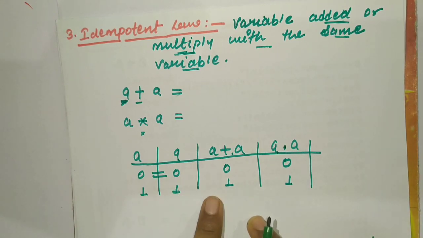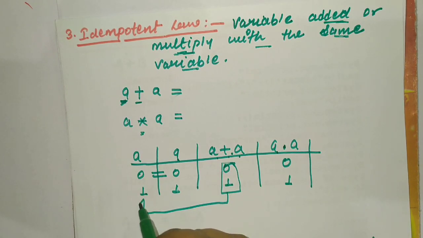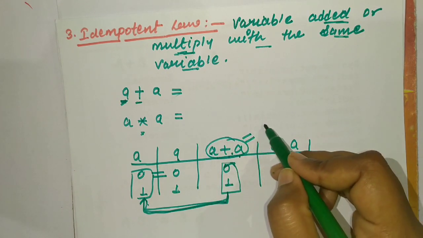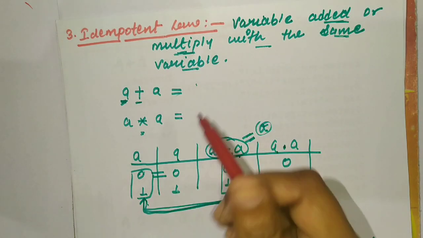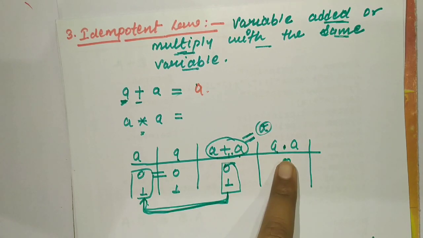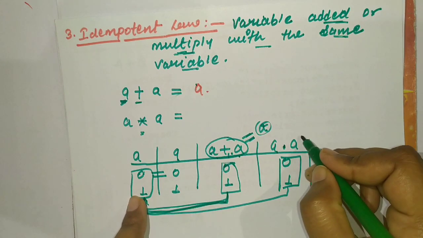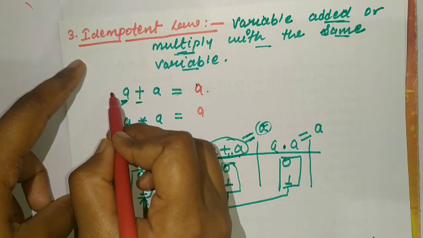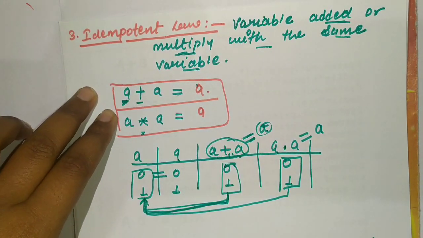So here the output of A plus A is 0 or 1, the same value as the input value. The output is equal to the input value, so we write A. Next, for A into A, the output is 0 or 1, which is also the same as the input value, that means A. So the output is A. These are the two idempotent laws.